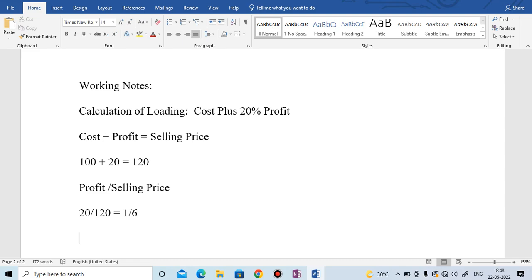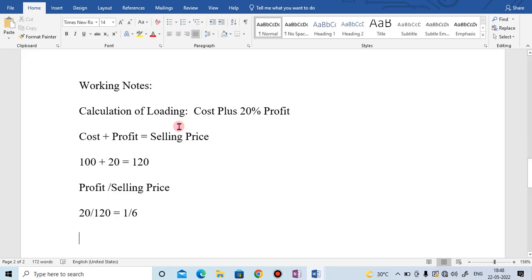First, you will calculate the loading on profit on opening stock. Second, profit on goods sent to branch. Third, profit on goods returned by branch. And last, you will calculate loading on profit on closing stock. So on these 4 things you are required to calculate the loading.